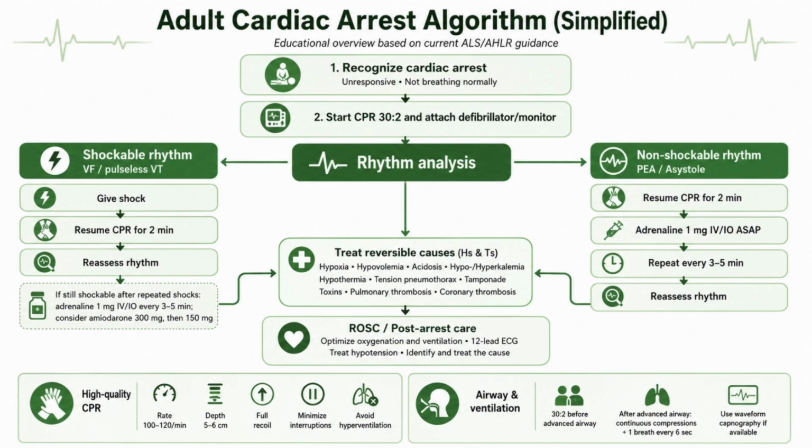In both pathways, we must search for reversible causes. These are called the H's and T's: hypoxia, hypovolemia, acidosis, hypo or hyperkalemia, hypothermia, tension pneumothorax, cardiac tamponade, toxins, pulmonary thrombosis, and coronary thrombosis. If return of spontaneous circulation, or ROSC, is achieved, the focus changes to post-arrest care. We optimize oxygenation and ventilation, treat hypotension, obtain a 12-lead ECG, and identify and treat the underlying cause.